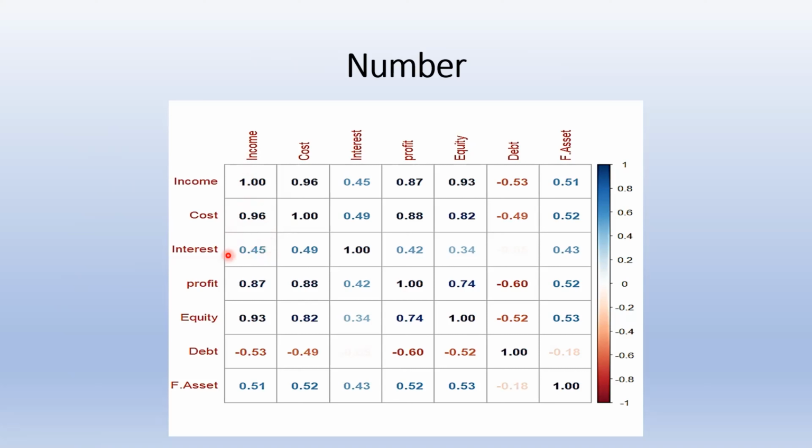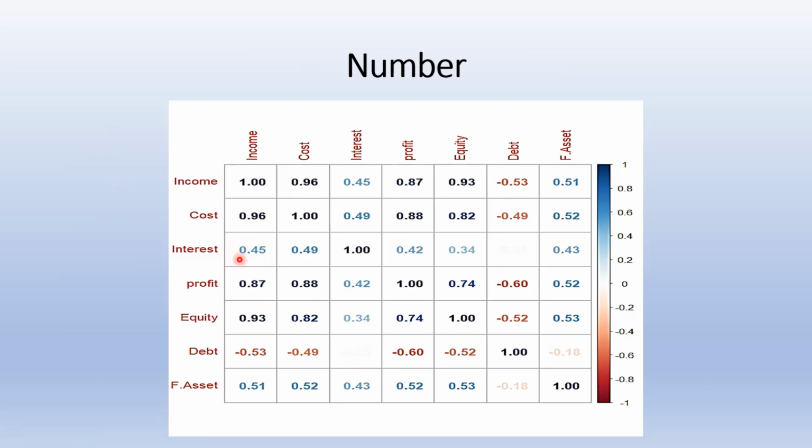Now if we find this correlation, income and interest are positively related, but the relationship is weak because the correlation coefficient is 0.45. So this is a weak or moderate correlation.